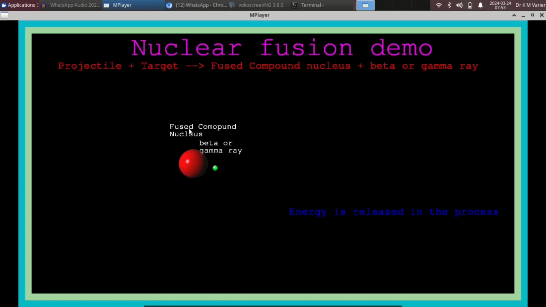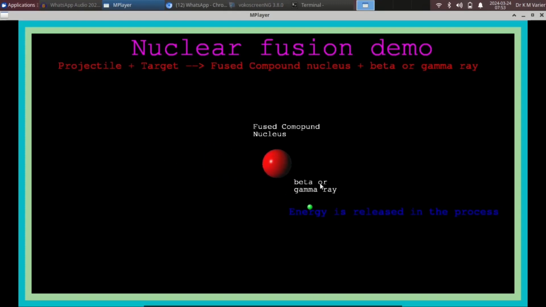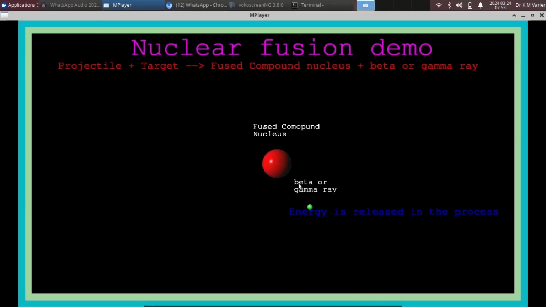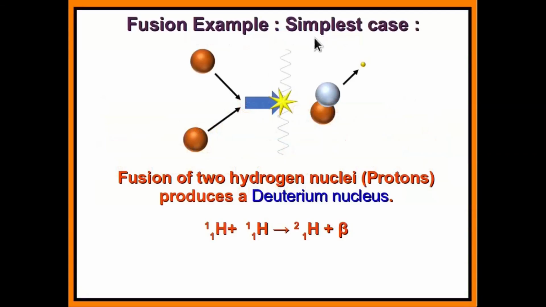In the process, a beta or a gamma ray may be emitted, and simultaneously energy also will be released in the process. So this is the nuclear fusion process. The simplest case of nuclear fusion is that of two hydrogen nuclei. They combine together to form a deuteron, and in that process an electron will be released, and some total energy will be released by this process.